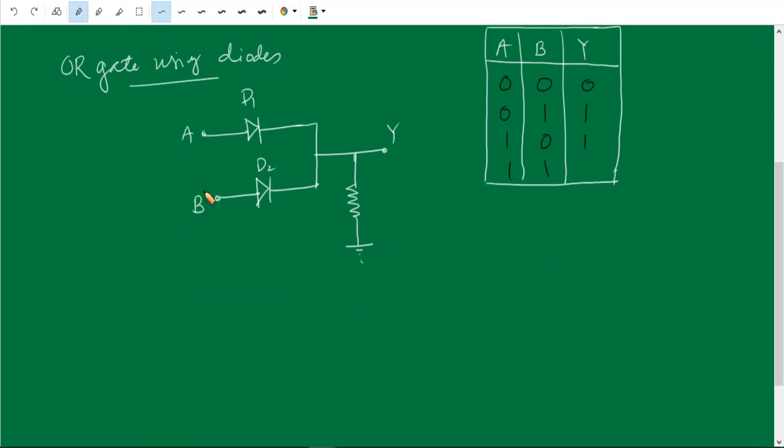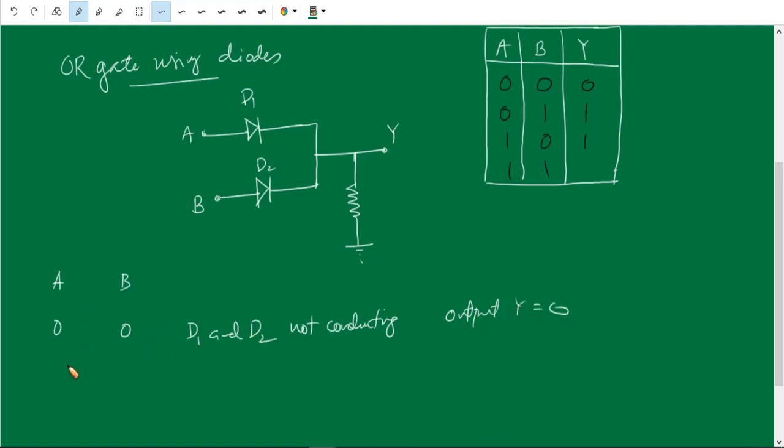Now let us consider we give input voltage to A and B. So we can measure the corresponding output voltage from here. A is connected to 0 voltage. B is connected to 0 voltage. So both diodes D1 and D2 are not conducting. Therefore the output is 0. Y equal to 0 in this case.